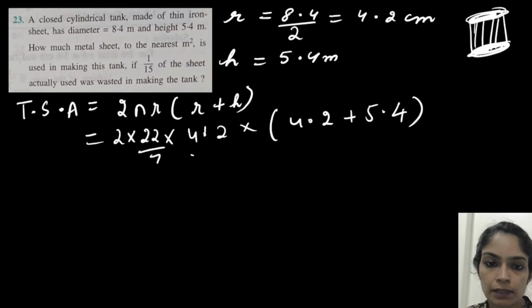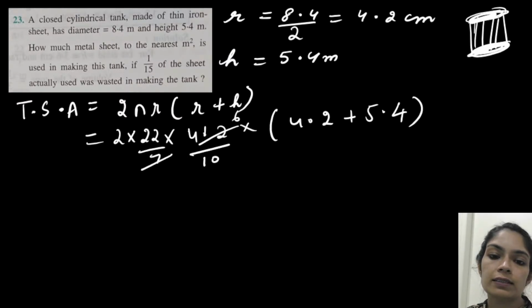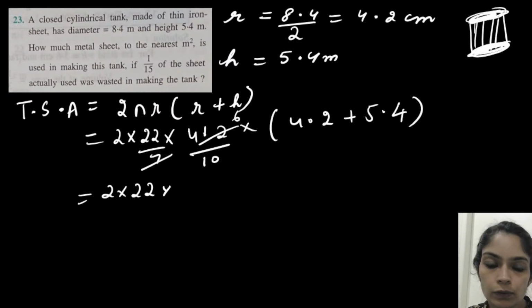So this decimal we can remove and here we can write 10. 7 into 6 is 42. So 2 into 2, 2 into 6. Just add 4.2 and 5.4.